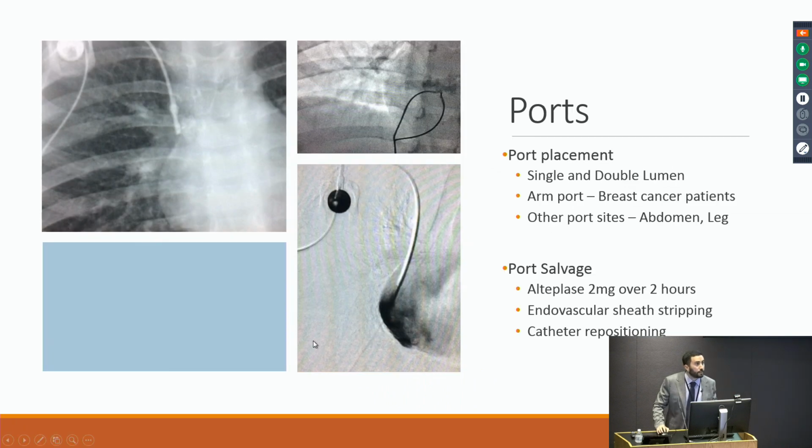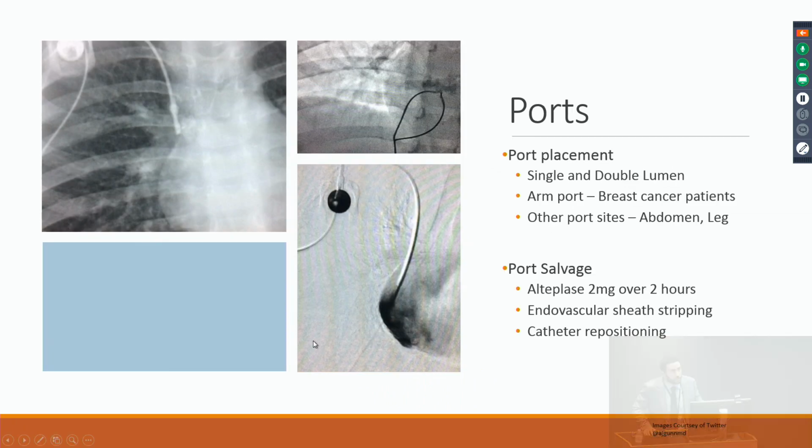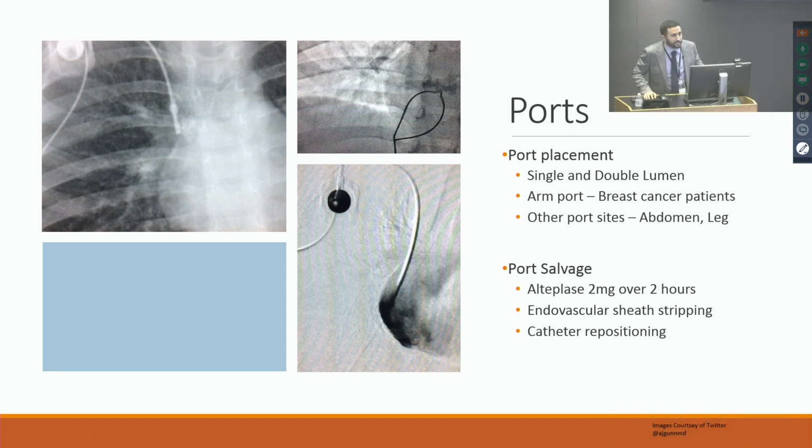Nima, can you comment on removing those tunnel PICC lines? Nurses often can remove normal PICC lines. Sure. How does the PICC line removal go for a tunnel?